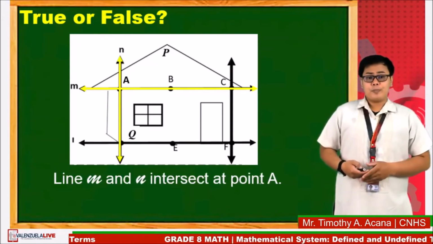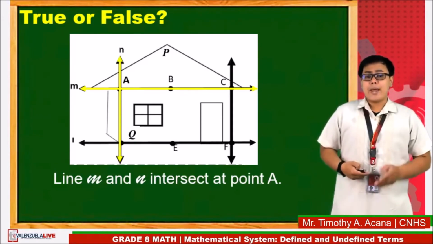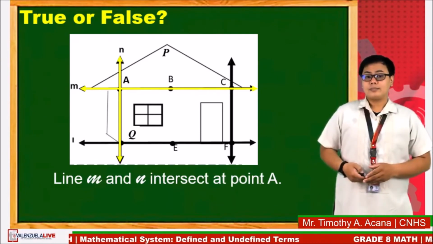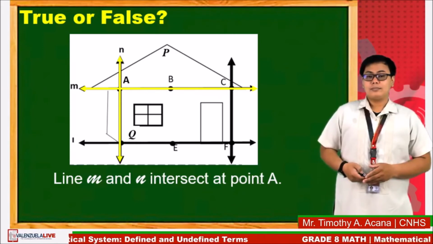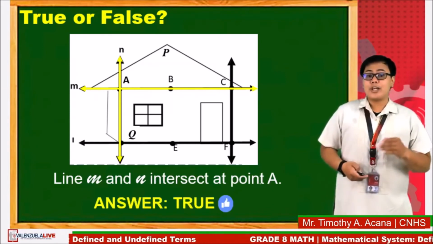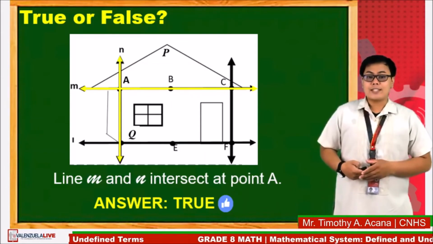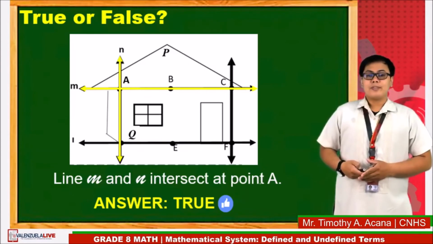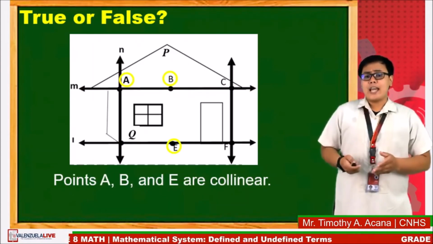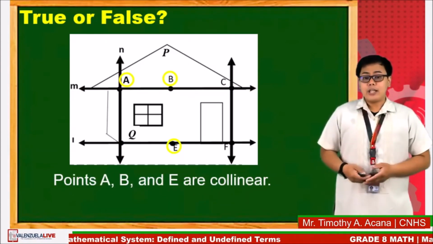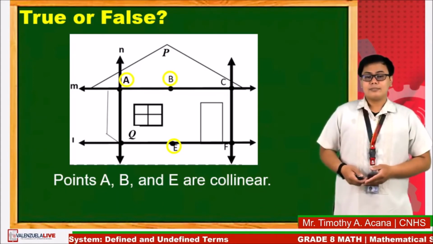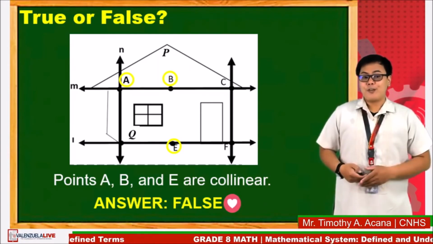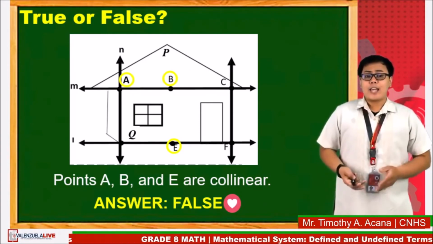Based on the figure, do lines M and N intersect at point A? Very good. The answer is true. Were you able to press the like react button? Great. How about points A, B, and E? Are they collinear? Wonderful. The answer is false, since they do not lie on the same line.